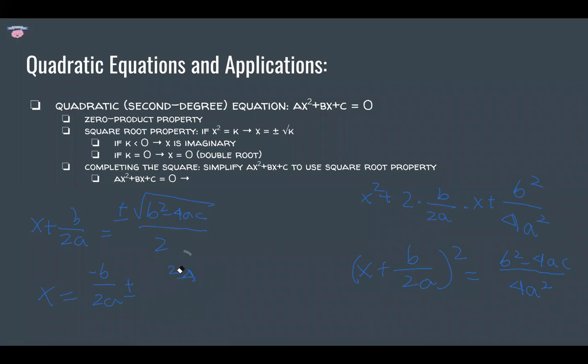as x is equal to negative b plus or minus the square root of b squared minus 4ac over 2a. This is how you use the square root property for a quadratic equation. So you just follow the steps that I showed you, and it'll be a bit easier with numbers rather than variables. Instead of a, b, and c, you have like 1, 4, and 5, for example.